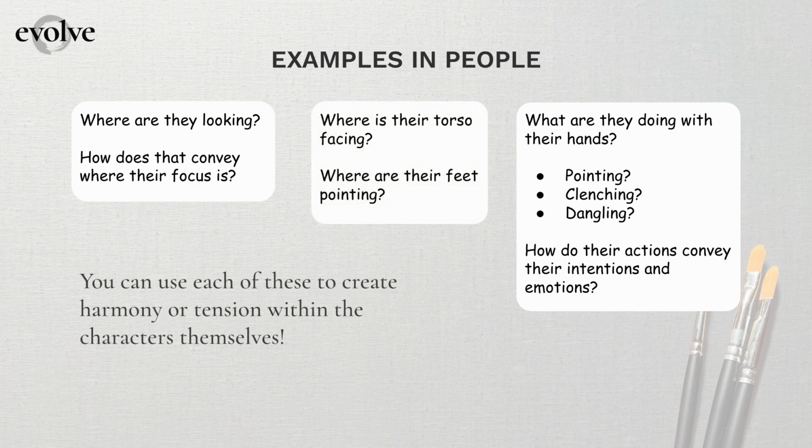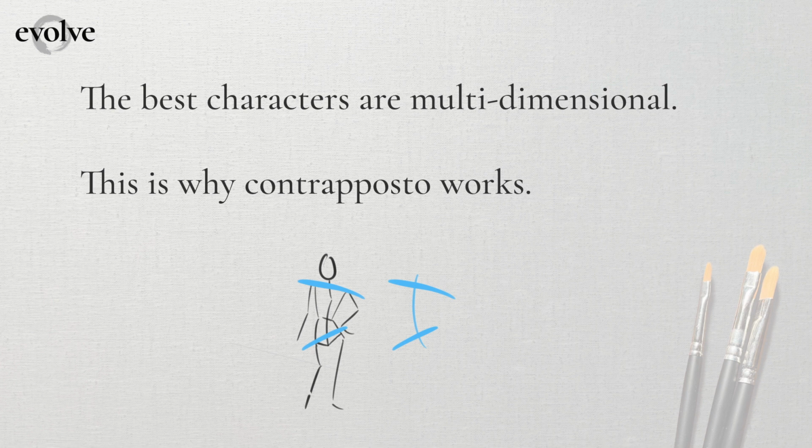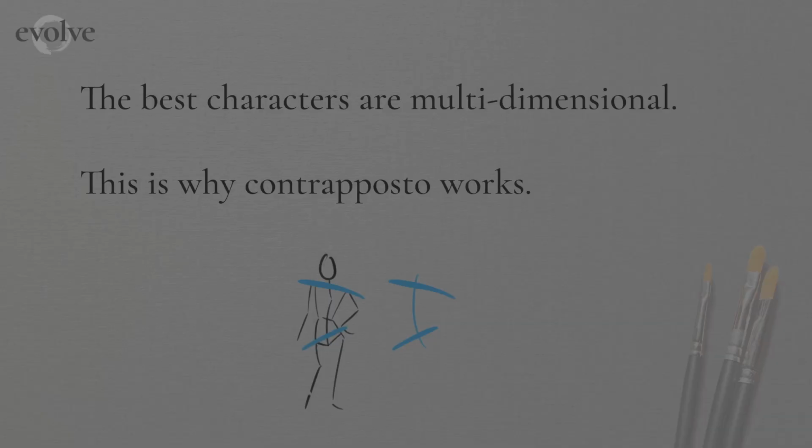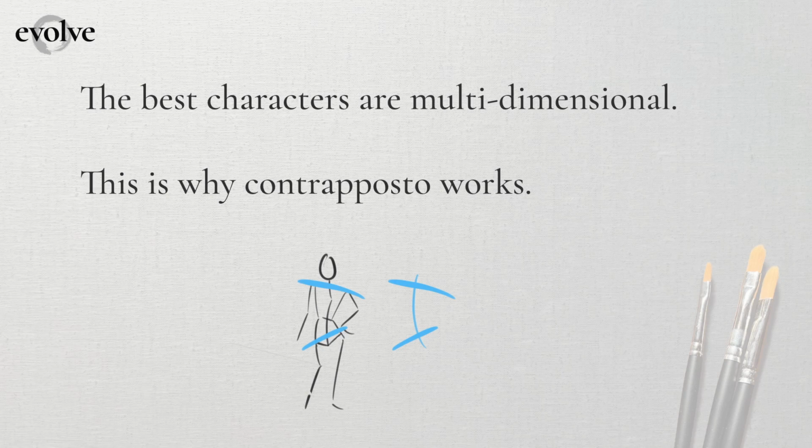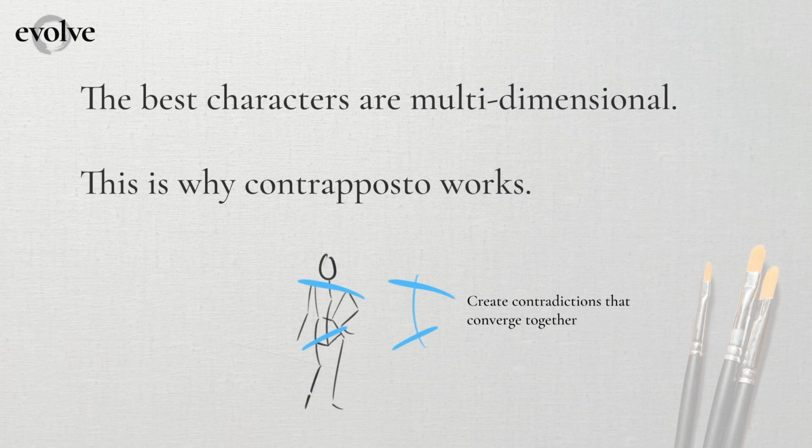And the beautiful thing about this is that you can actually create relationships within these things. You could have one person who's doing one thing with his hands, but then looking in a different direction, right? So now you have relationships that are inside of relationships. Think about the best TV shows that you've seen with these awesome character-driven stories. They're multi-dimensional. There's parts about them that you like, other parts that you don't. They have contradictions, right? And this is why contrapposto works in a way. When shoulders are angled up one way, the hips are angled in a different direction. I'm going to use this contrapposto term loosely here, basically to describe contradictions that converge together, right? And that's what makes us human.